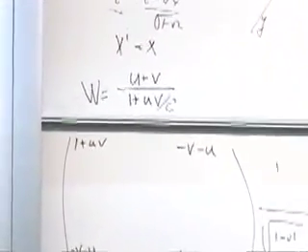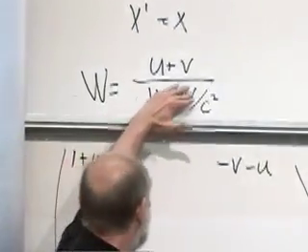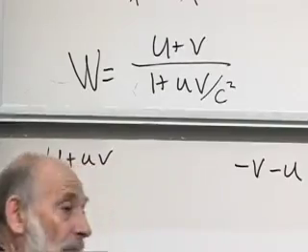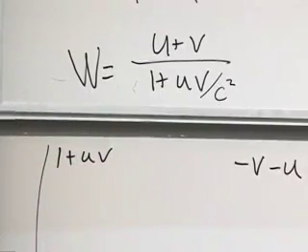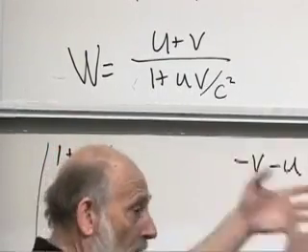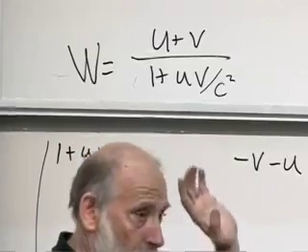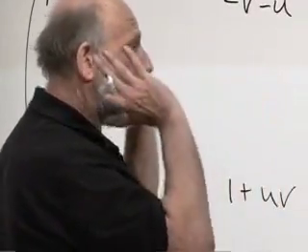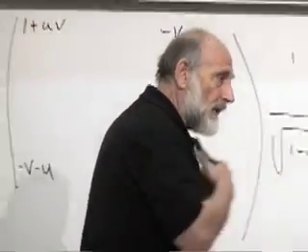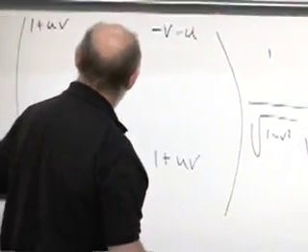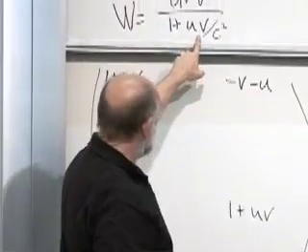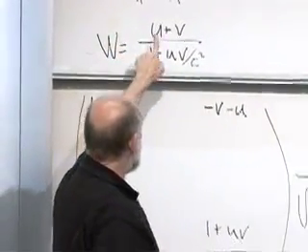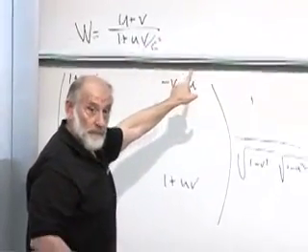divided by 1 plus uv over c squared. That's what Newton would have said: just u plus v. But Einstein comes in and throws this thing into the denominator. If both u and v are positive, imagine I'm going down the x-axis with positive velocity, and he's going down relative to me with positive velocity, then 1 plus uv over c squared is bigger than 1, and w will be less than u plus v.